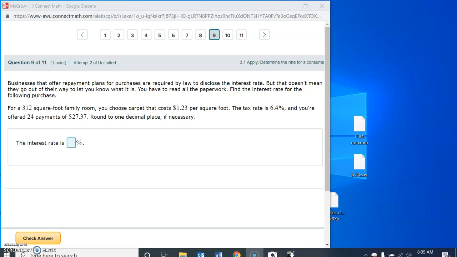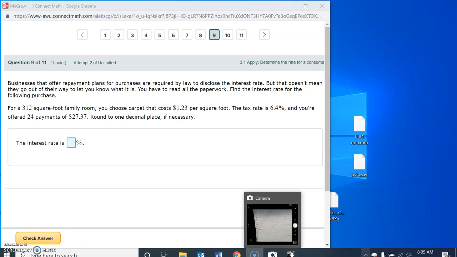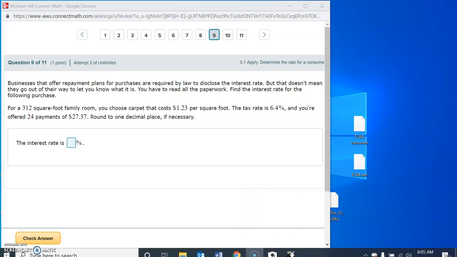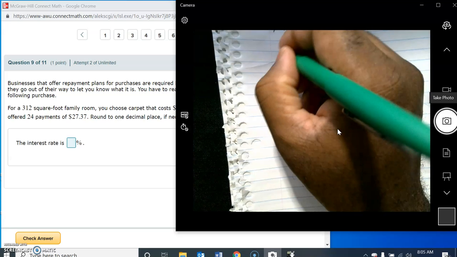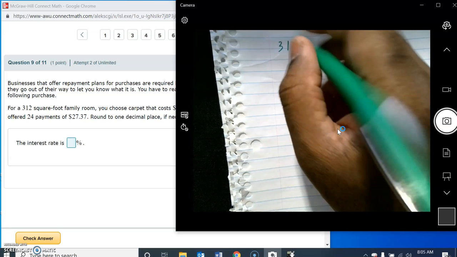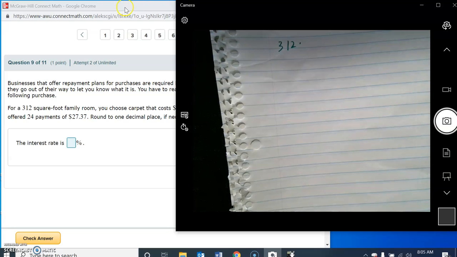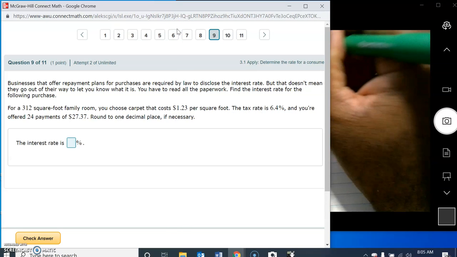Okay, first of all, for this type of problem, we need to find the principal. Now, the principal is basically determined by what the original price would be. So this is where we would take the 312 square feet, multiply by the $1.23, and then also find out the tax on this as well. So let me show you how this is done. We would take the 312 and then multiply it by the $1.23.